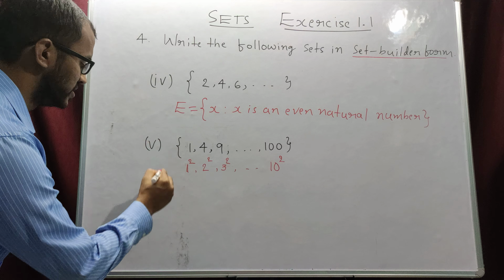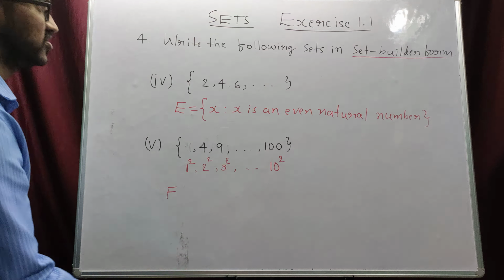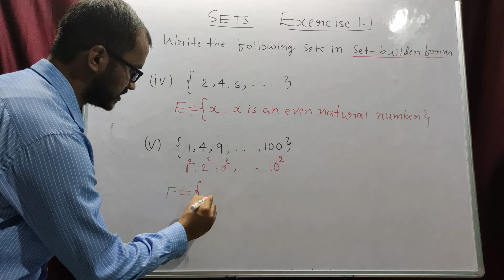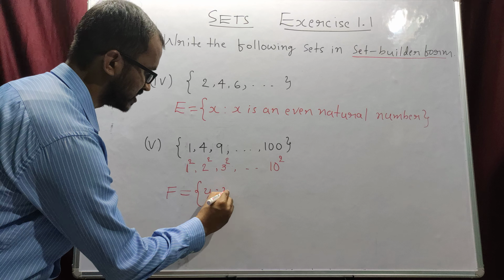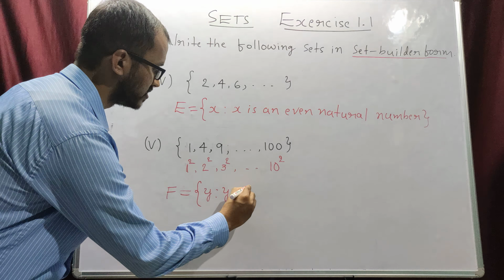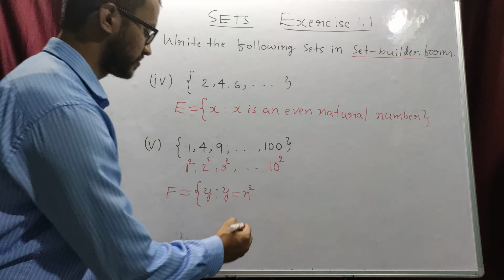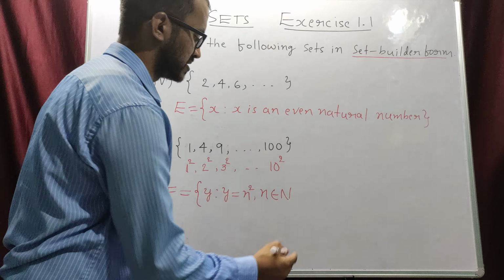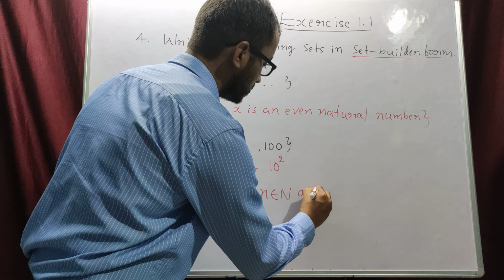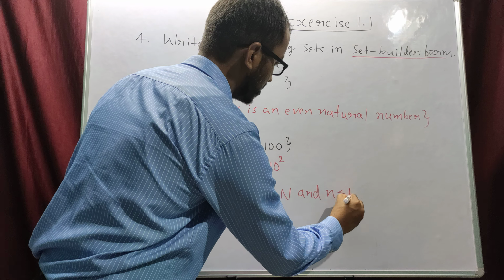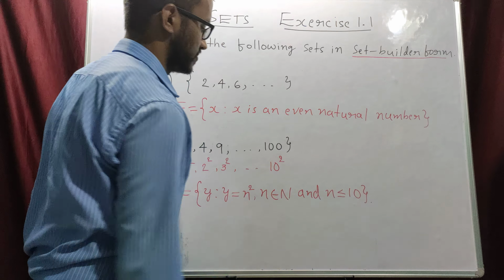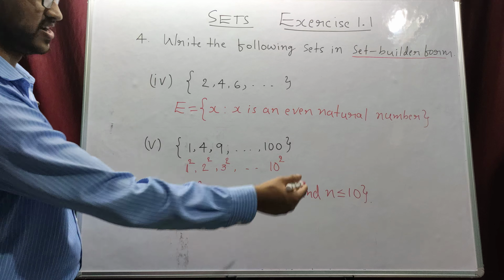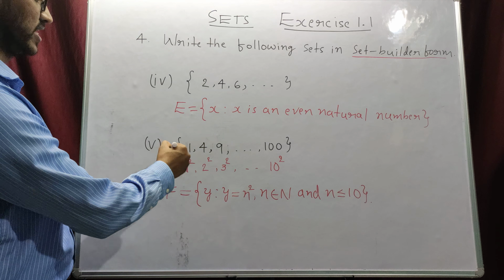So in the set builder form, I can write some F is equal to set of all y such that y is equal to n square. N is a natural number and n is less than or equal to 10. So if you see here, if you give values from 1 to 10, what happens? Again we will get these elements.